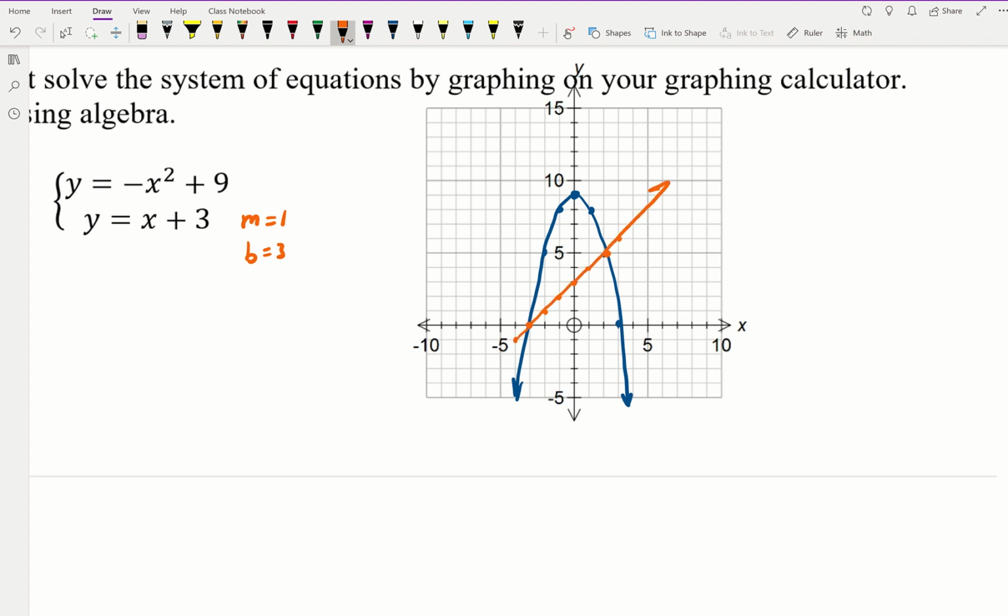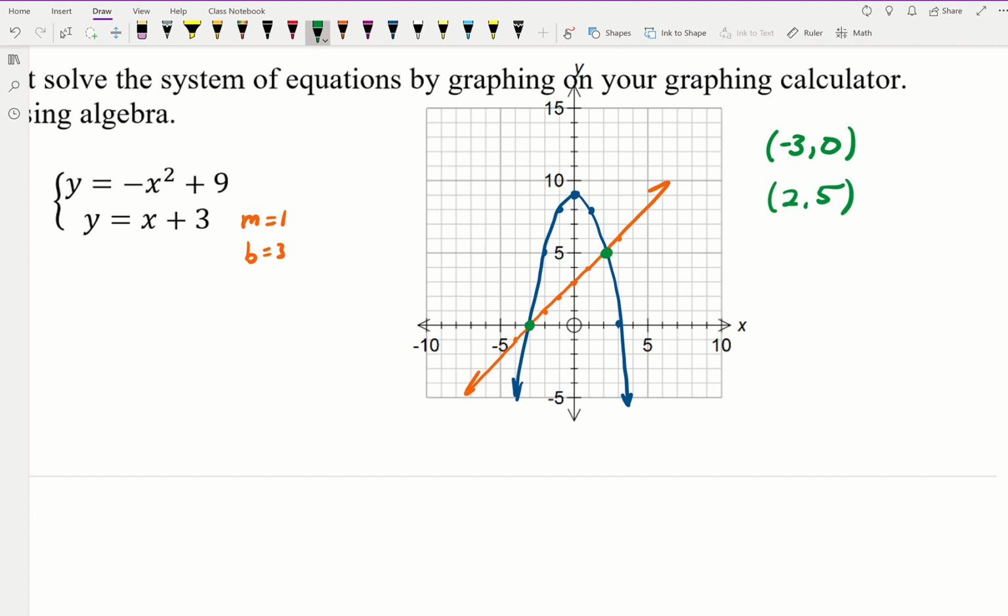So those points where the graphs intersect here and here are going to be the solutions of our system. All right, so graphically, it looks like we have one solution at -3, 0, and the other solution at 2, 5.